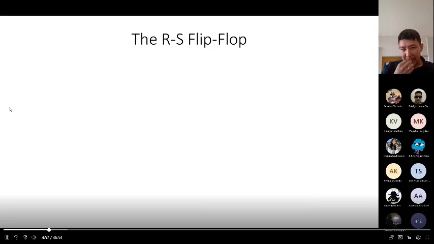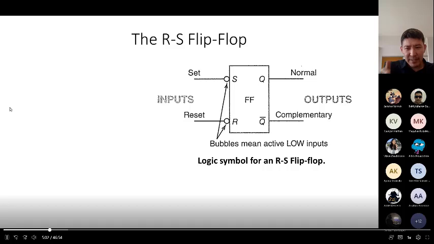Okay, so first we'll consider the RS flip-flop. Here you can see the logic symbol for an RS flip-flop. Let's consider it. On the left side are inputs, and on the right side are outputs. It has two inputs: first set and second reset, in short S and R. Also you can see here the bubble.